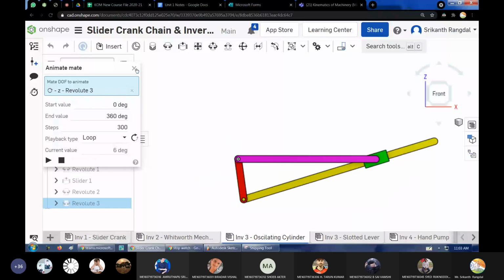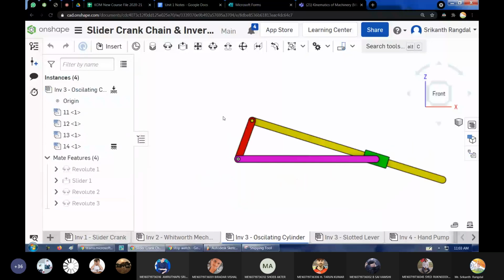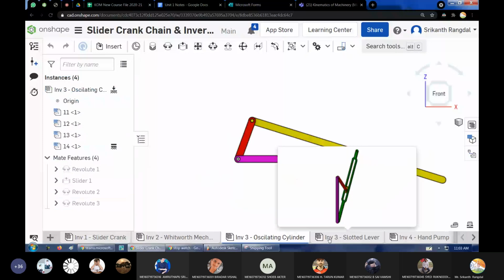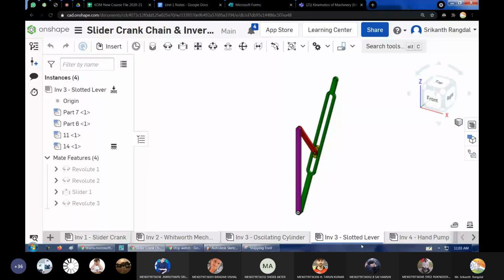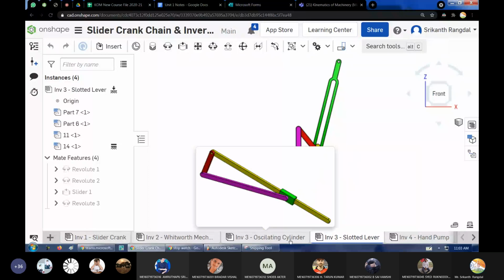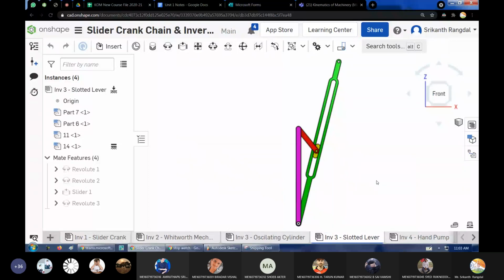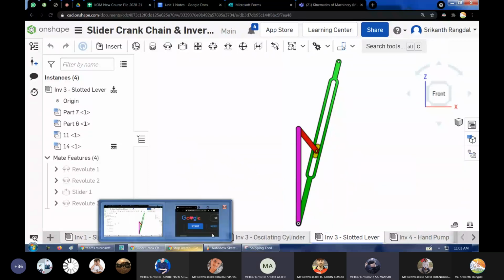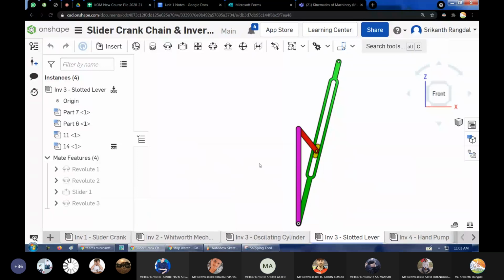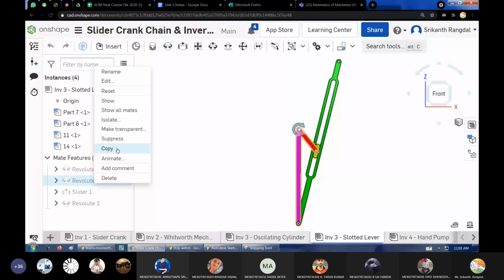Okay, so the next inversion, I'm calling this inversion number 3, and this one as well I'm calling inversion number 3. Why am I calling both inversion 3? Anyone? Both use the same mechanism. Functionally they are the same. We have just made a small change in the design.